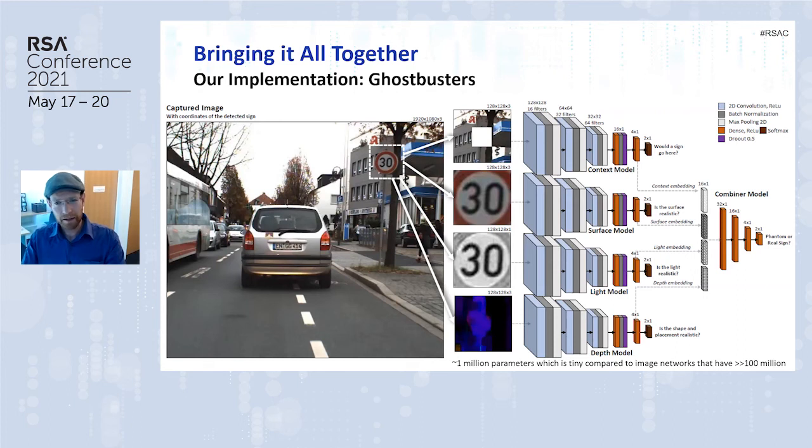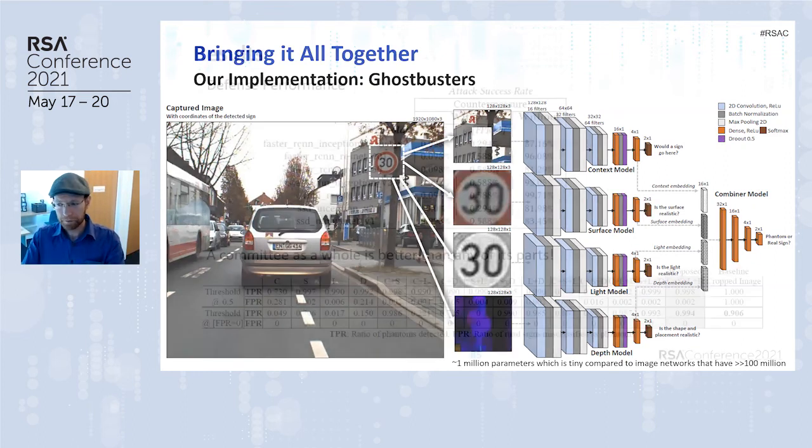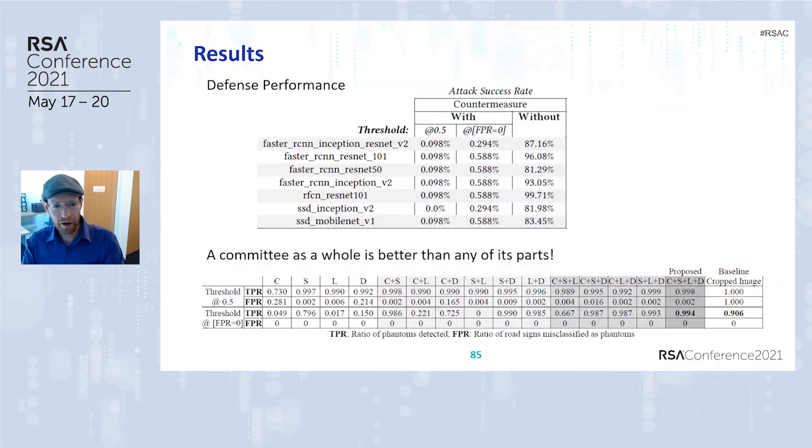Although this model may seem intimidating, it is important to note that it only has 1 million parameters, which is nothing compared to the hundreds of millions which object detection models use. Therefore, adding this model to the system as a guard has a negligible impact on the car's resources. When evaluating 7 state-of-the-art object detectors, we found that the models were susceptible to phantom attacks with a 92 to 99% attack success rate. However, with the defense model in place, the attack success rate dropped to below 1%, even when tuning the model to have 0 false alarms.